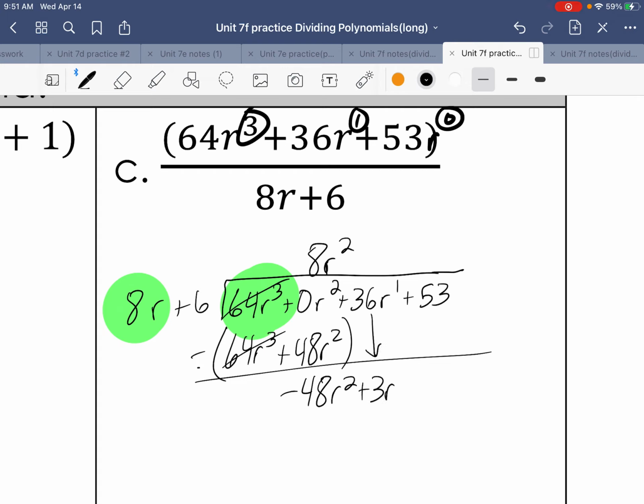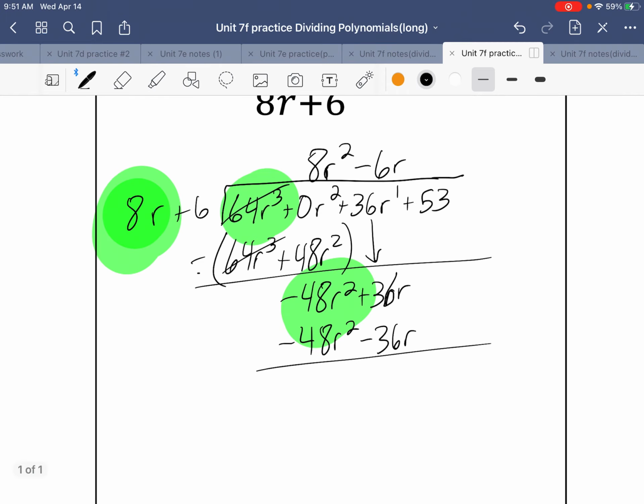Bring down your next term. Ooh, 36r. Divide first term by first term. That'll be a negative 6r. Negative 6r times 8r is negative 48r squared. Negative 6r times 6 is a negative 36r. All right, we got to be careful here. I see something that's very easy to make a mistake on. So same exact terms, subtracting, gives 0.